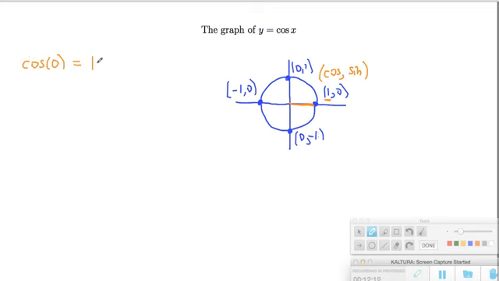Next, just pick another angle. I think it would probably be easiest to just go ahead and use the angle pi over 2. So if you look at an angle of pi over 2, the cosine value is the x value again of the point, and it's 0. So cosine of pi over 2 is actually just equal to 0.